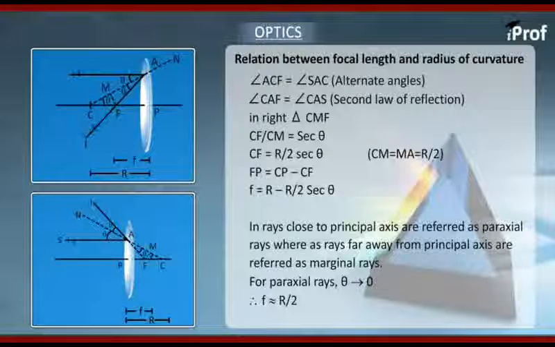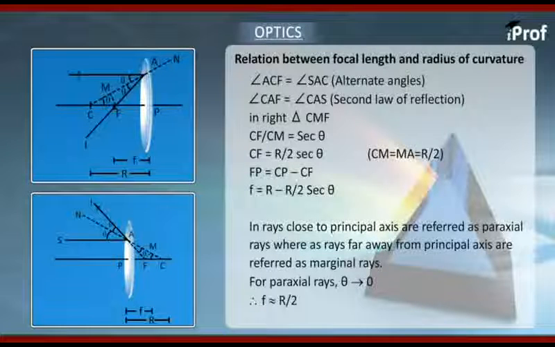Now we consider the case we have studied in lower classes for paraxial rays. Now we will be dealing mainly with paraxial rays. Sometimes in some of the numerical problems we will be referring to marginal rays. Now the definition of paraxial rays is very simple. The rays which are close to the principal axis are referred to as paraxial rays, and the rays which are far away from the principal axis are referred to as marginal rays.